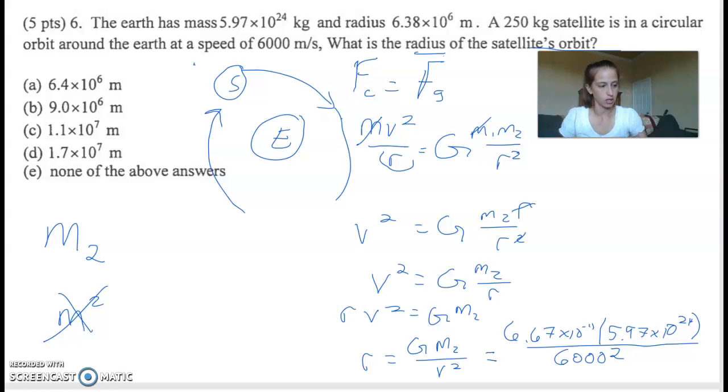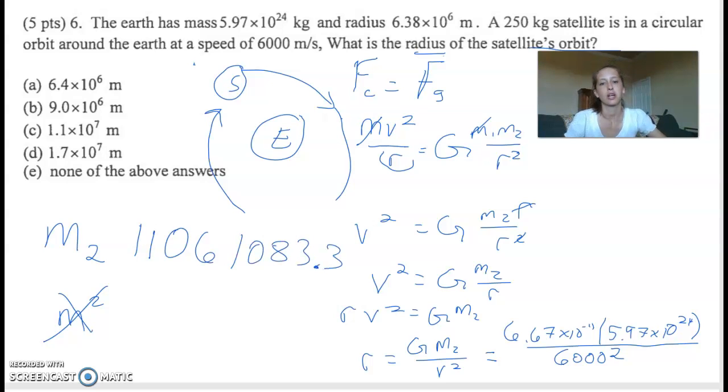Ooh, that's a tricky number. I gotta count it. Okay, so my calculator, full disclosure, I forgot to put it in scientific mode. So it says 1,106,108,3.3. So here's what we gotta do. We gotta move it over. Scientific notation says the decimal has to be right here. So we're gonna do 1.1 times 10 to the something. So let's see how many somethings. 1, 2, 3, 4, 5, 6, 7. To the 7th. 1.1 times 10 to the 7. Hey, that's a nice choice.